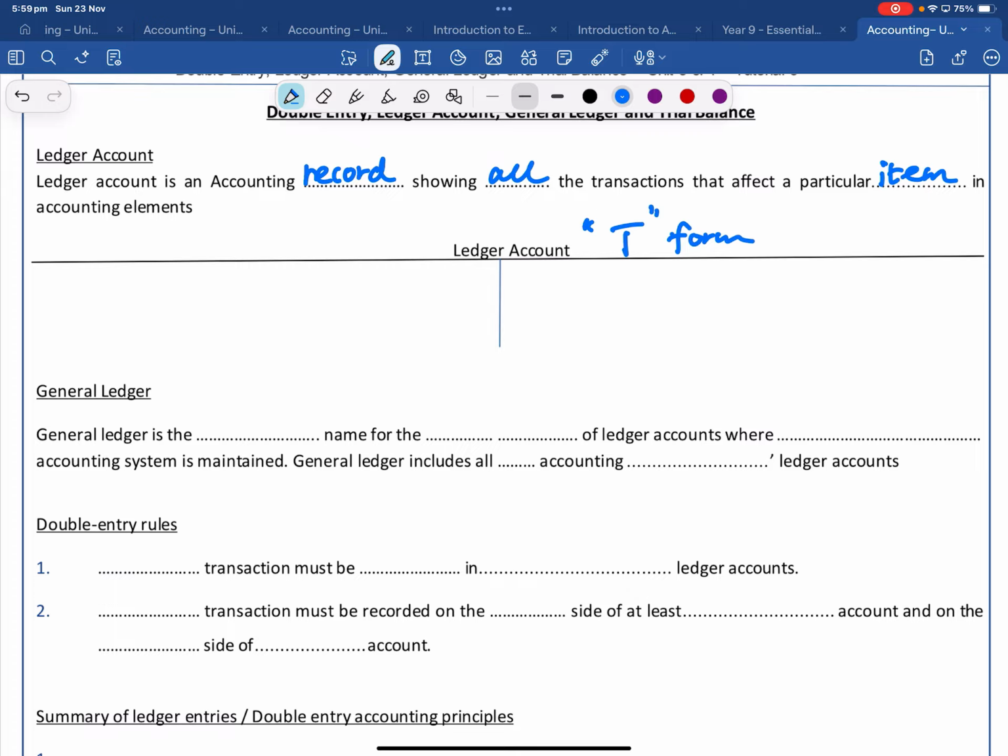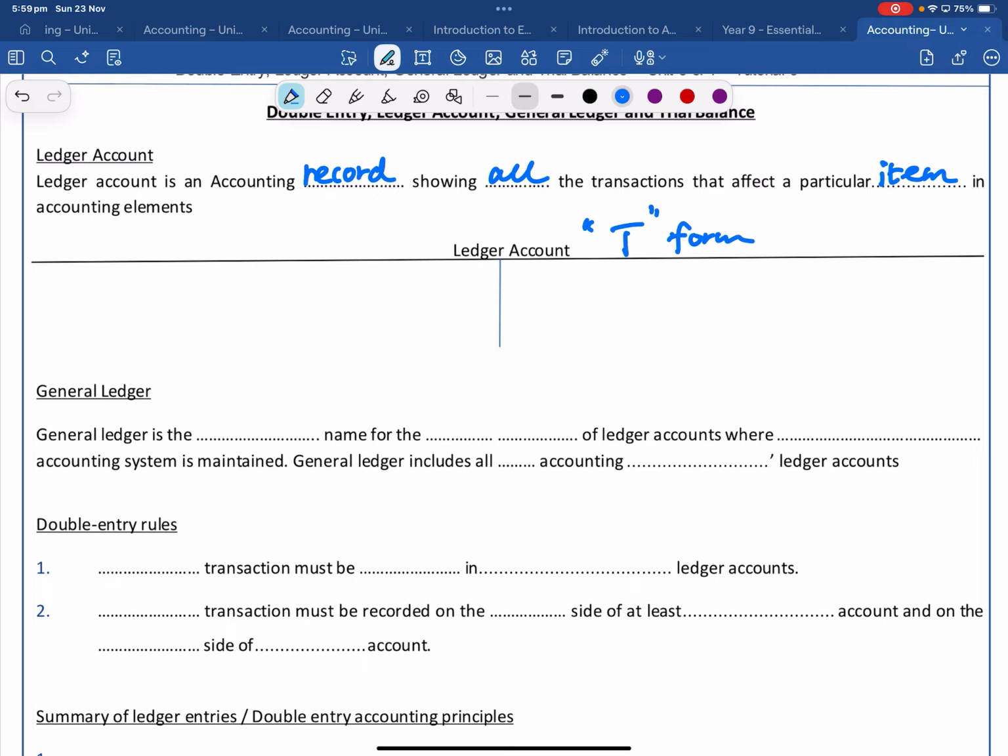Okay, so manually, what we did? We take a big book like this, right? Then each and every page will have a separate ledger account. Let's say this one we have bank account, this one we have inventory account, right? Next page will have accounts receivable. Like that, each and every page will have a separate ledger account.